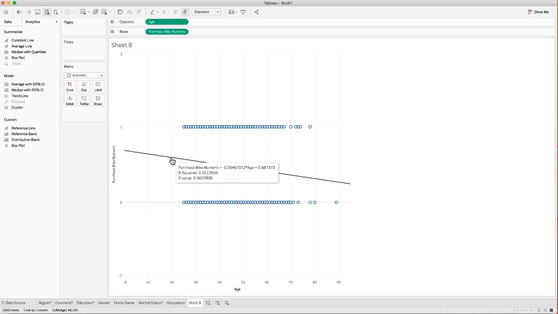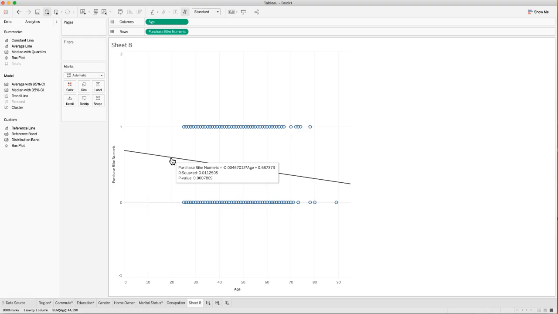And one rule of thumb that I don't necessarily subscribe to, but most people do, is that when that p-value gets below 0.05, that means that the angle of the line is statistically significant, meaning it's not likely due to chance, meaning there truly is some relationship between their age and whether or not they purchase a bike.